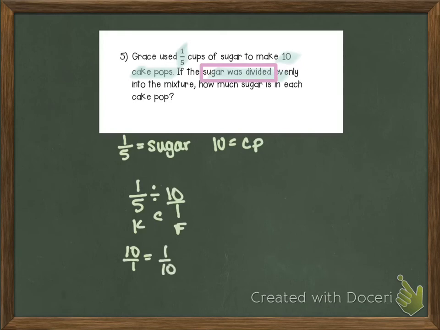So I have 1/5 multiplied by 1/10. And that gives us 1 over 50.